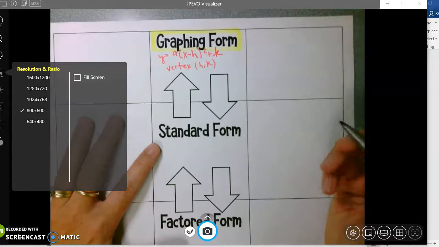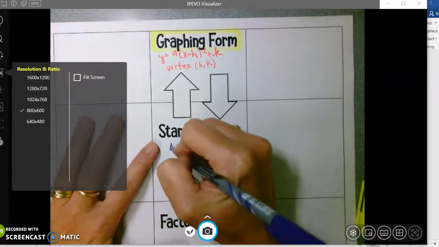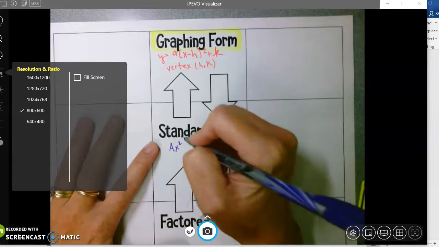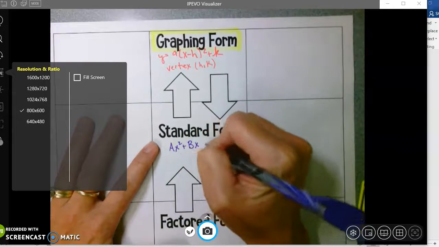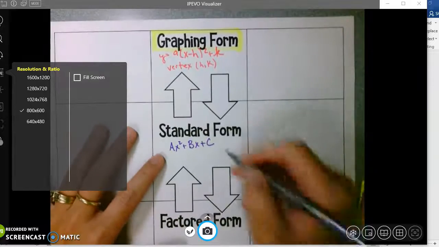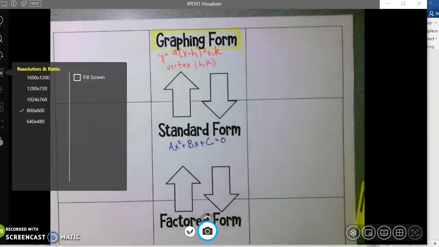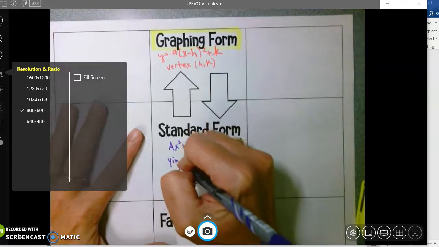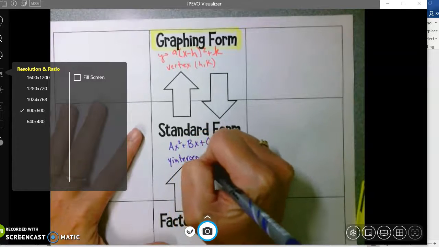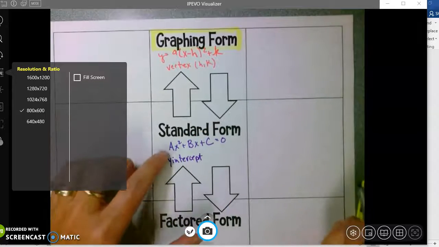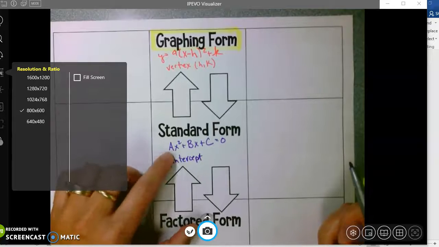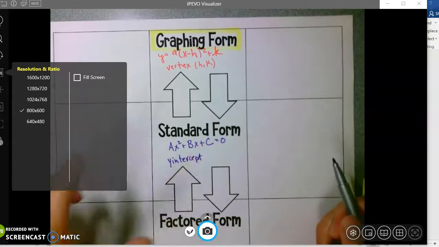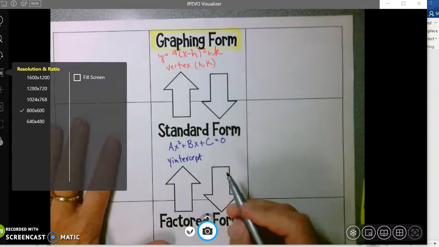The next form that we are going to talk about is standard form. Standard form looks something like ax squared plus bx plus c equals 0. And this is really good because it gives us the y-intercept very easily. How do we get the y-intercept? Well, the y-intercept happens whenever the x value is equal to 0, right? So it easily gives us the y-intercept, which is c.